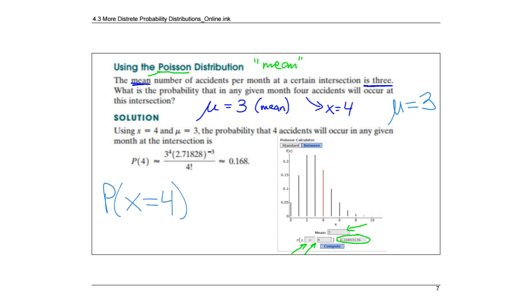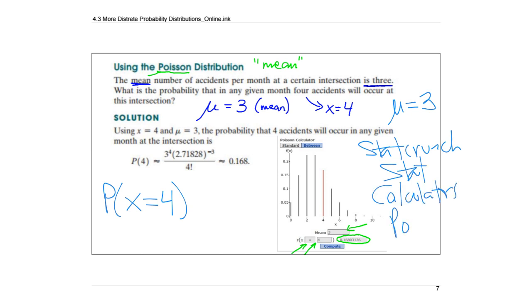We've been given our mean. So we're going to go into StatCrunch. We're going to go to Stat, Calculators, Poisson. I know it looks like poison, but it's Poisson. And then we're going to put in what we know. So we're going to put in the mean of 3. We're going to put in the probability that x equals 4. And then we will get our probability once we hit compute. So in this case, it's going to be 0.168. That's the probability for this data that we'll have 4 accidents in any given month.